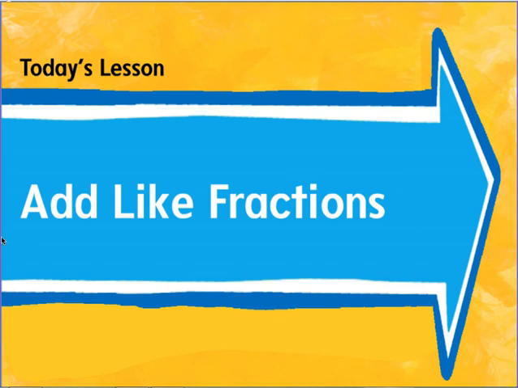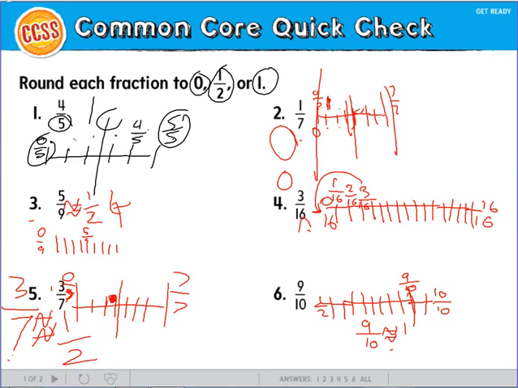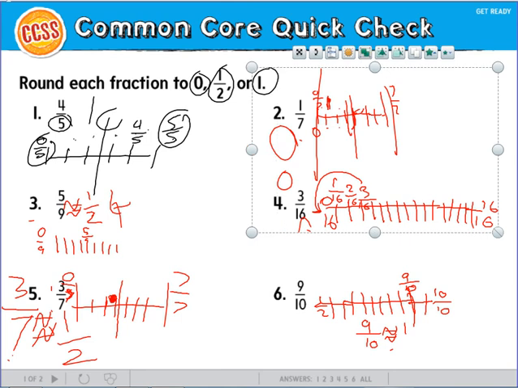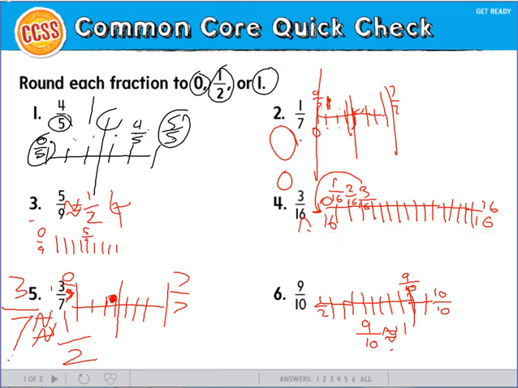Alright, so today we're going to add like fractions. We just finished our warm-up. You guys did a good job. We rounded fractions to 0, 1 half, or 1. We use number lines to do this. Start from 0 16ths to 16 16ths for number 4. 3 16ths was closer to 0, so therefore 3 16ths rounded to 0.